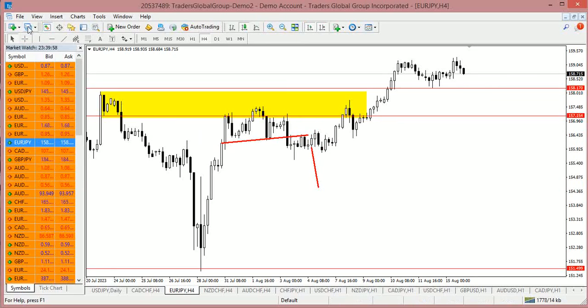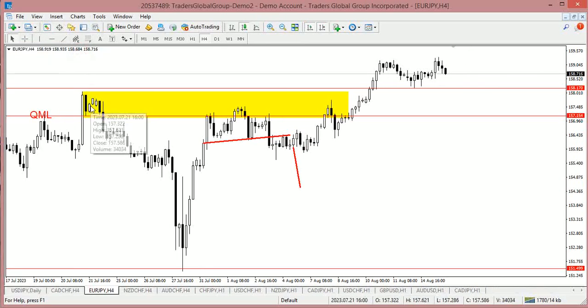As you can see here, this one, it had a nice shoulder here, and then a head, and then this euro yen decided to drop a bit. So it dropped a bit. It never went to our lowest low.